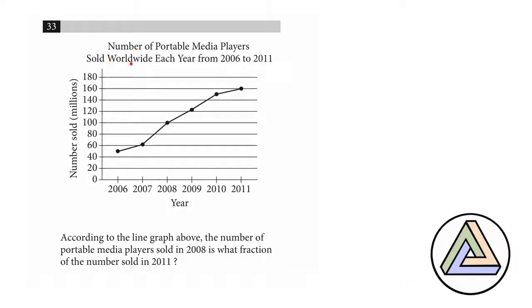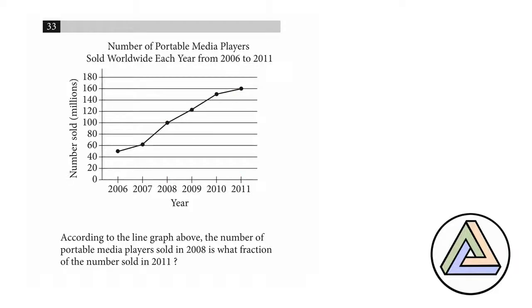Number of portable media players sold worldwide each year from 2006 to 2011, right? So clearly that's denoted here. Number sold in millions. So definitely take note of the unit of measurement. In this case, it's million. According to the line graph above, the number of portable media players sold in 2008, which is right there, is what fraction of the number sold in 2011? So in other words, 2008 is the part, and 2011 would be the quote-unquote whole, and fractions are such that they are part over whole.